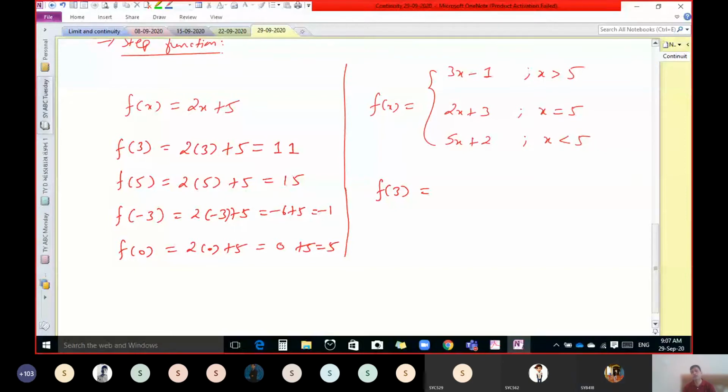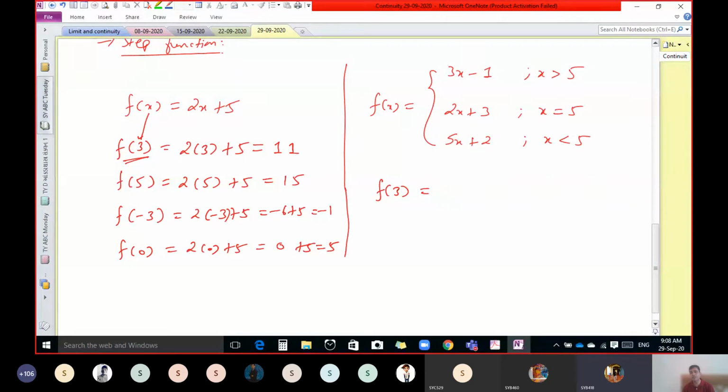What we have to do here? 2x plus 3. Put the value 3 in x. Okay, listen. F of x equal to 2x plus 3 is possible only when x is 5. That means if x is 5, then you can use this function. But here our x is what? 5 or 3? Here x is 3, not 5. See, in f of 3, we have to put x equal to 3.